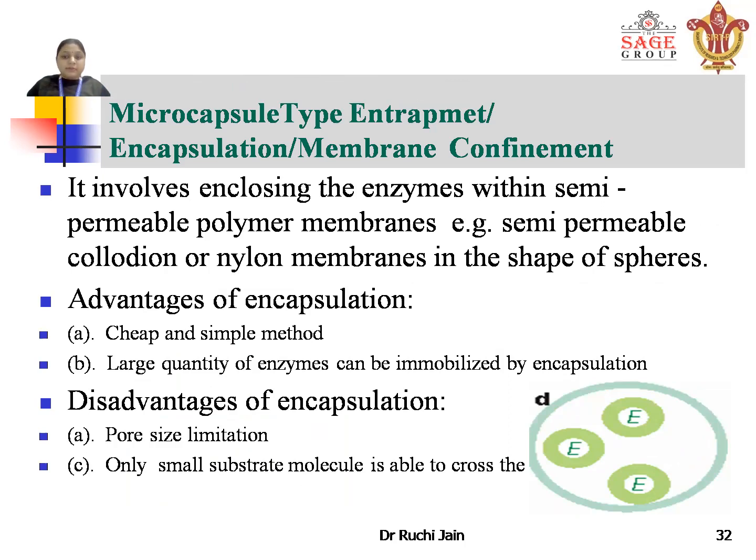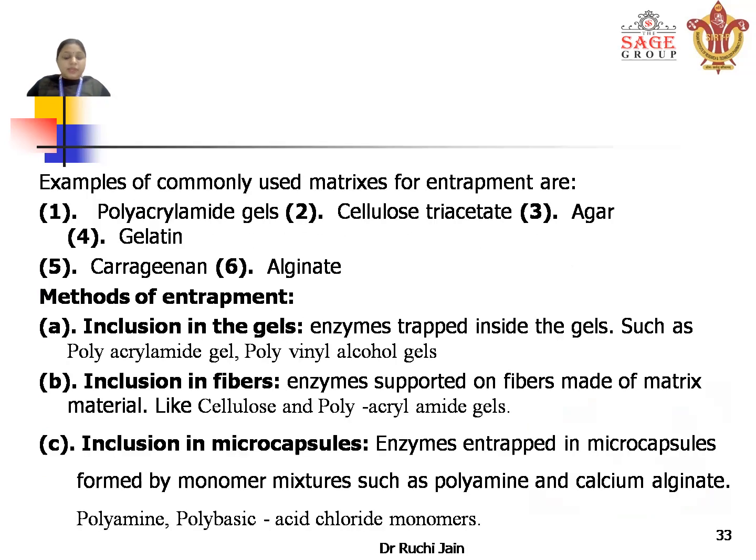The disadvantage is that sometimes enzymes can leak out through pores, and small substrate molecules are able to cross this type of encapsulation immobilization method. The large substrate molecules cannot cross this type of encapsulation. So there are some examples. If we use the entrapment method, then polyacrylamide gels, cellulose acetate, and other gelatin types of matrix are used. Sometimes keratin and alginates are also used.